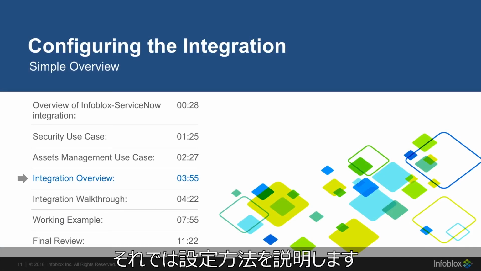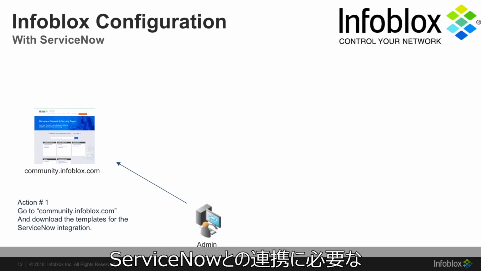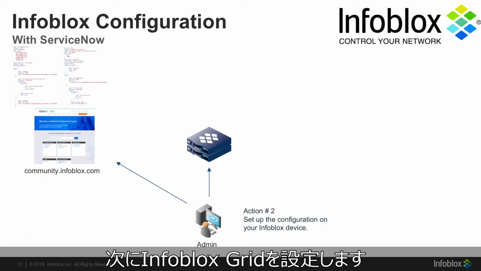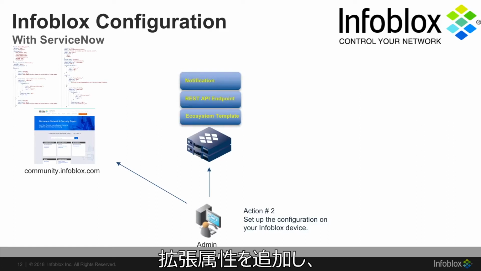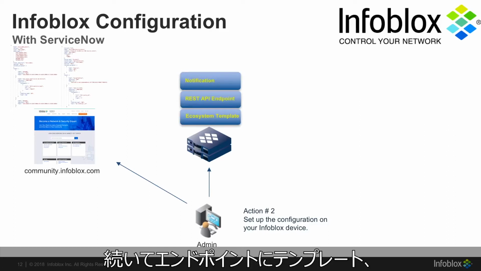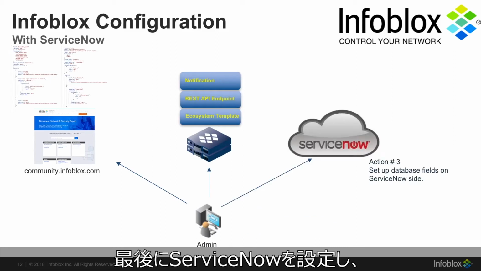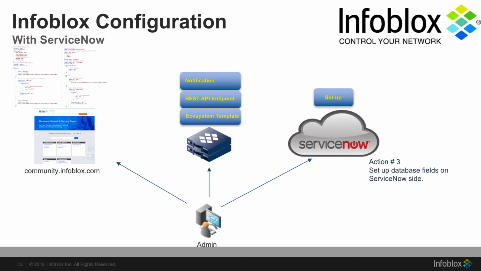Now let's see how to set everything up. First, you want to go to community.infoblox.com and download the templates for the ServiceNOW integration. Second, you want to set up the Infoblox grid for the integration. To do this, add some extensible attributes, then add the templates, add the endpoints, and add the notifications. Finally, you want to set up the ServiceNOW side to view the information you want to see on the forms for the incidents and assets.